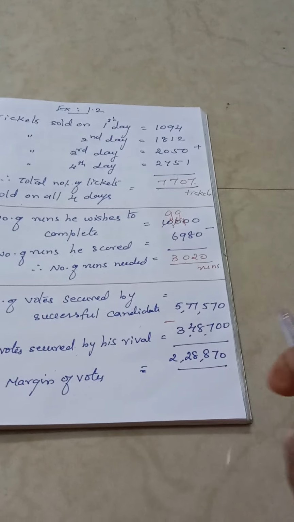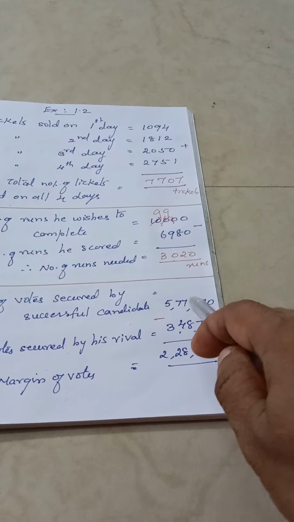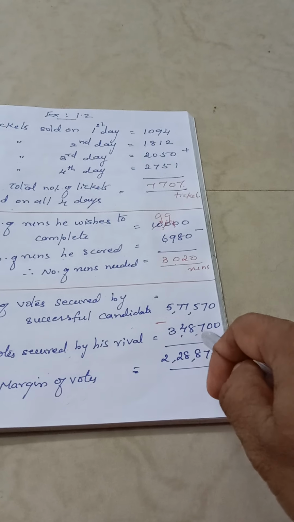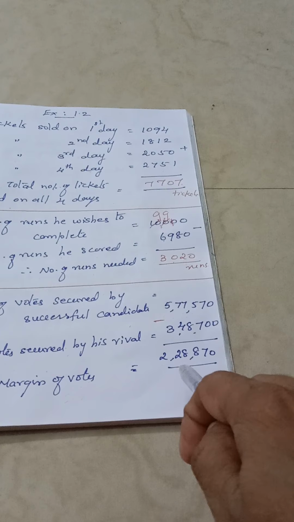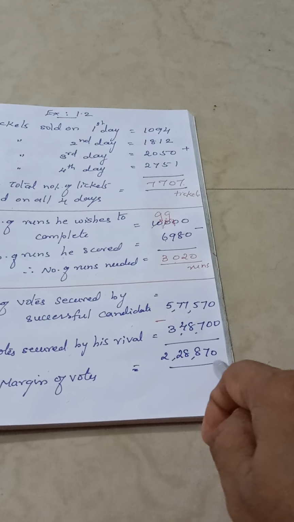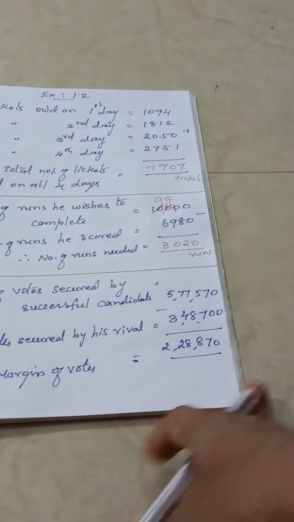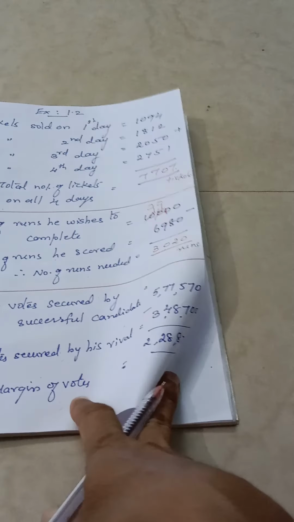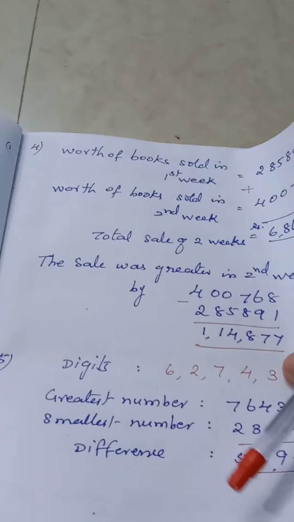When we subtract, how much do we get? What is the difference between the candidate who won and the one who came second? The difference is 2,28,870 votes. Okay, so it is 2,28,870. Can we go for the fourth sum? What is the fourth sum they have given?